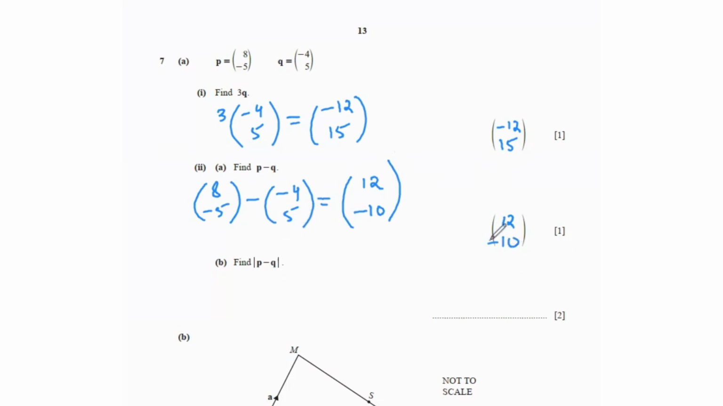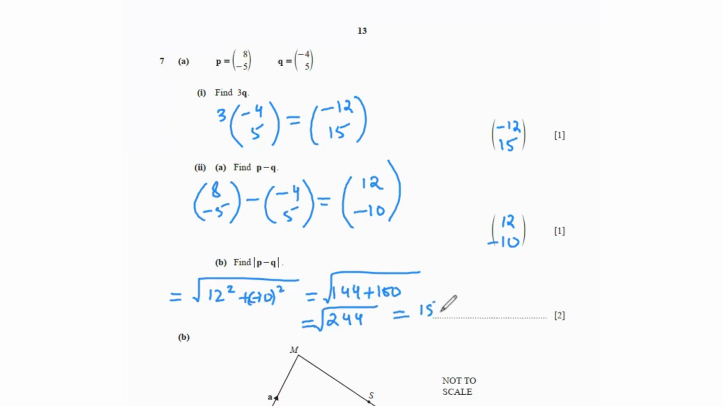Then it says find the magnitude of P minus Q. So basically find the magnitude of 12 and negative 10. So that's going to be the square root of 12 squared plus negative 10 squared. That's going to be 144 plus 100. 244 square root, and that gives us 15.6. That's the magnitude of P minus Q.